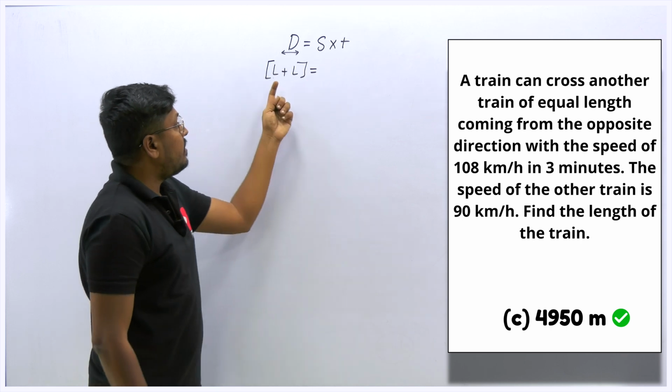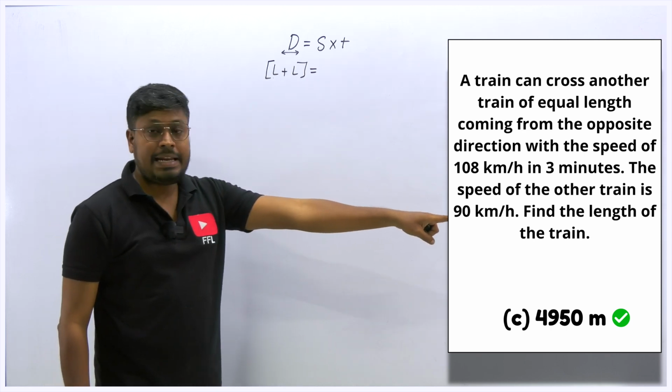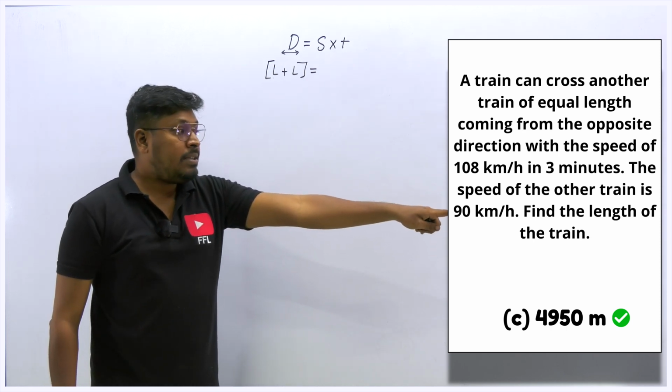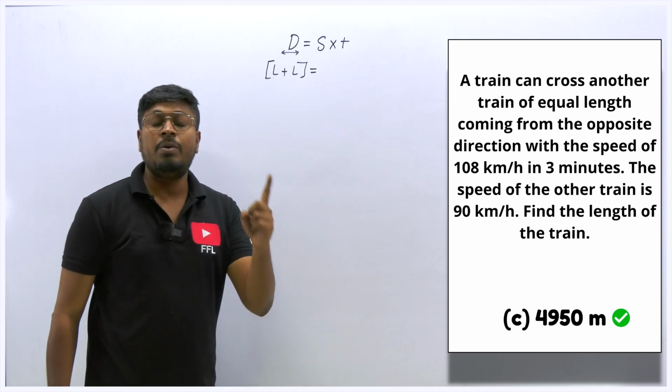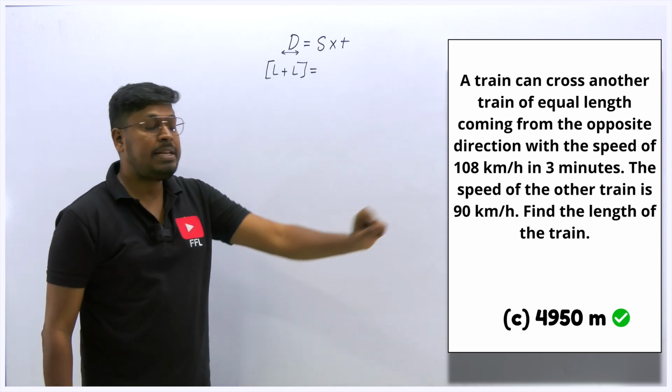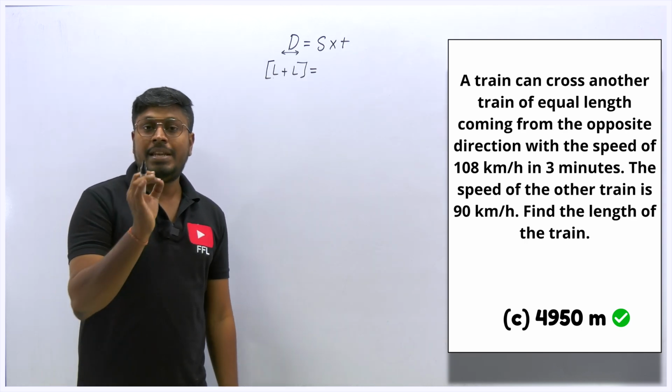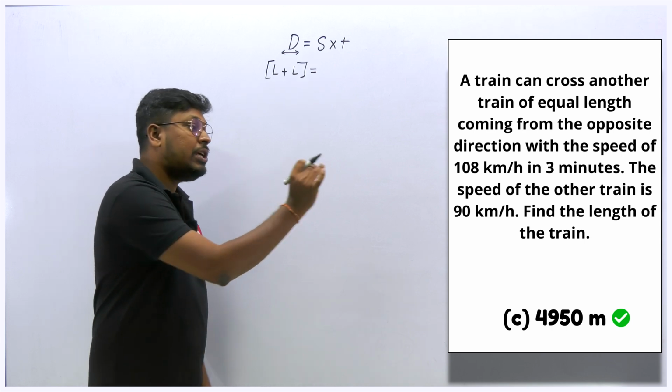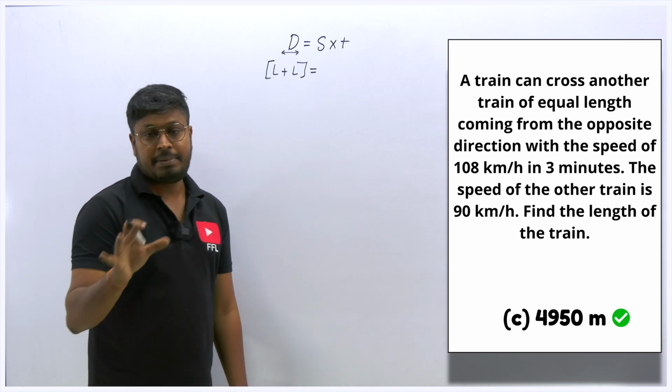And here our target is to find the length of the train in meters. But when you look at the question, the speed has been given in kilometer per hour and the time has been given in 3 minutes. So what we need to do is convert the kilometer per hour into meter per second, right?